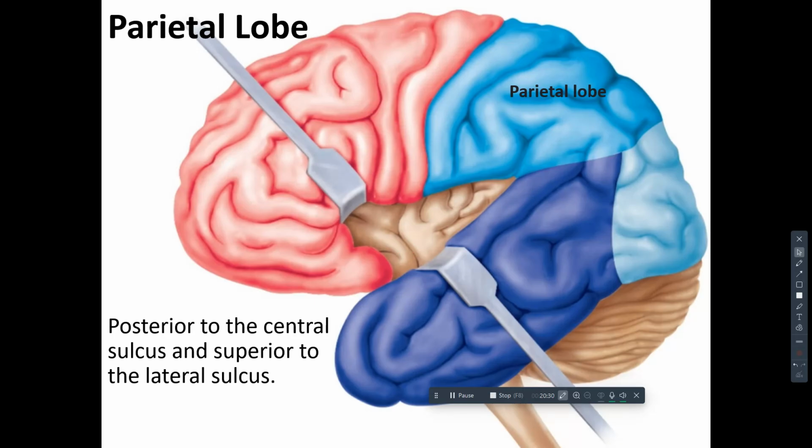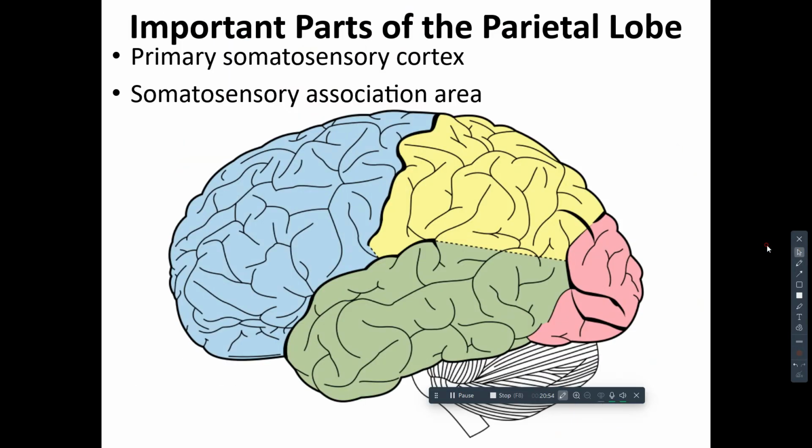And our next lobe is the parietal lobe. So posterior to the frontal lobe, thus posterior to the central sulcus. And I see my central sulcus right here. And then superior to the lateral sulcus, which we've pulled open here, is my parietal lobe, of course protected by the parietal bone. There are two parts of my parietal lobe that I want to look at: my primary somatosensory cortex and my somatosensory association area.